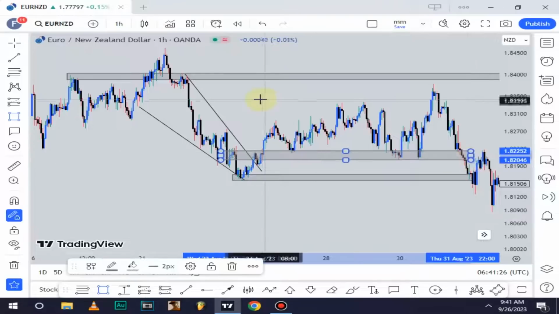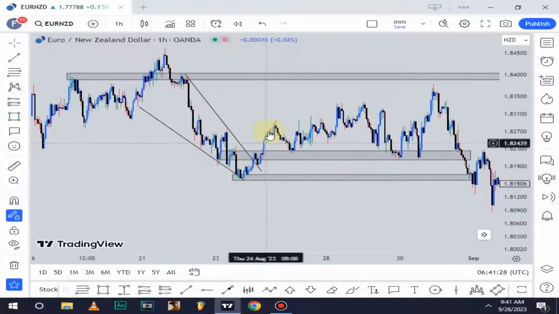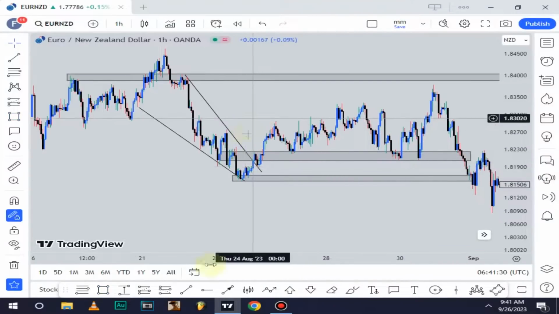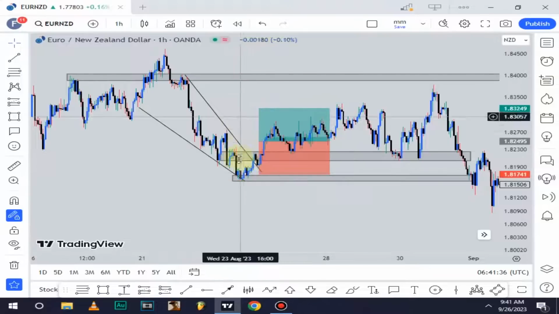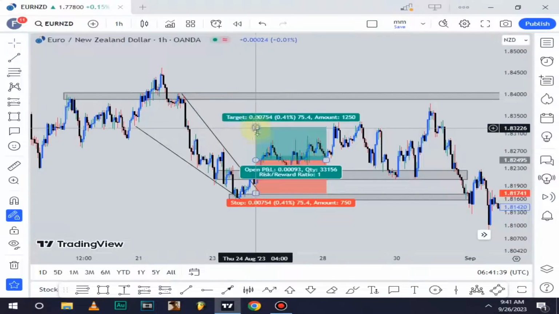So now, as usual, we need to wait for the market to break out of that, then take our buy entry as usual. Okay, let's see. So with that bullish candlestick, we did this. Then now our stop loss below that zone, trying to target all the way up.